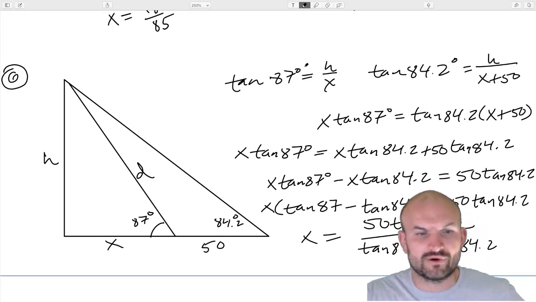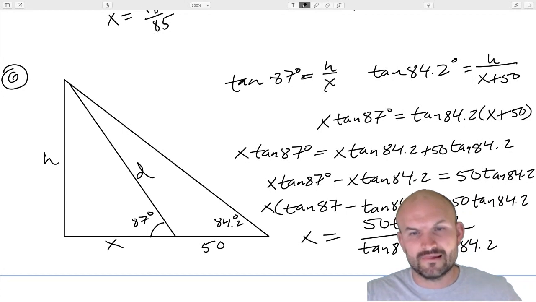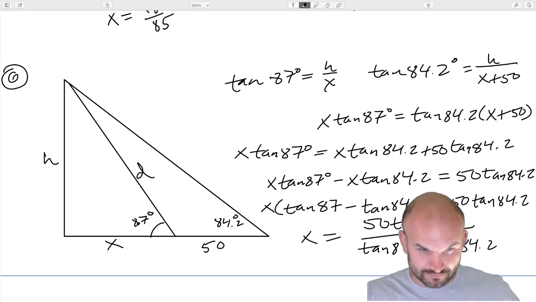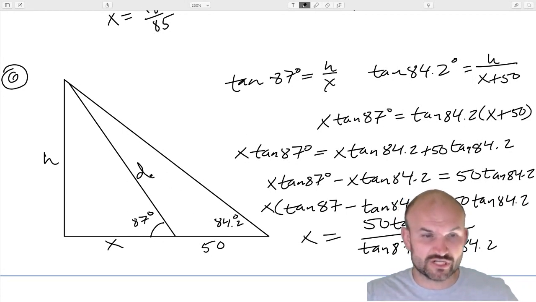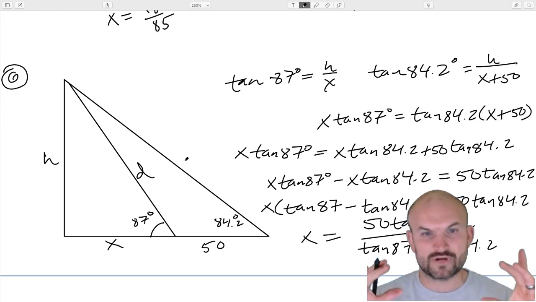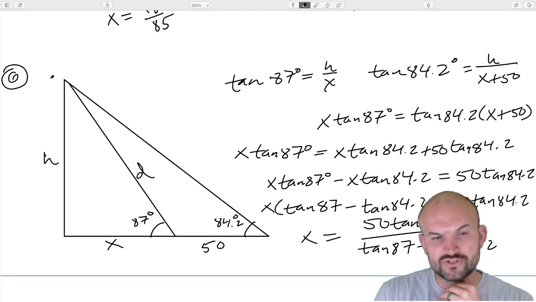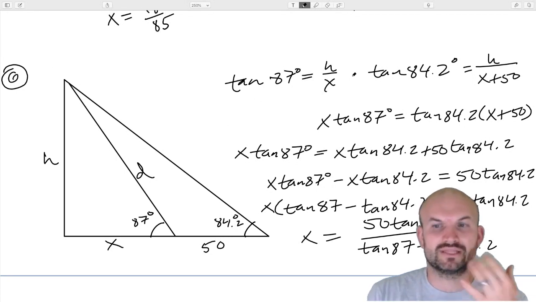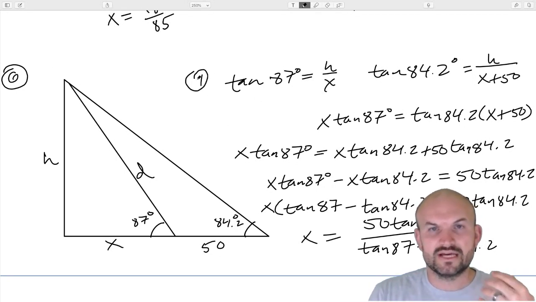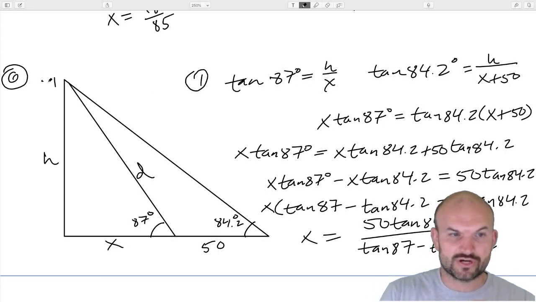But basically what I wanted to show the students is, when you have two triangles within each other, it's best to redraw both triangles. Therefore you can see that this angle is 84.2, and this side length is x plus 50, right? If both these triangles have the same height, I can write a relationship. And that was the first step: drawing the triangles.